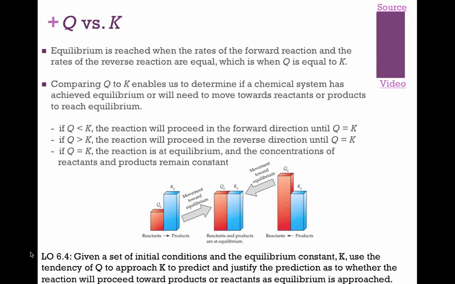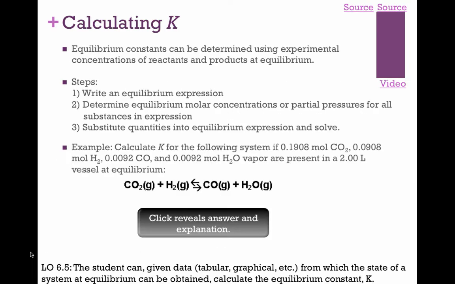Okay, so when you compare Q to K, that helps you know what you need to make more of in order to get back to equilibrium. Okay, calculating K, there's a couple different ways that we can calculate K. You're going to do both. The first way is if they already give you the amounts at equilibrium. That's nice. No ice table. If they already give you amounts at equilibrium, you plug it right into the K expression.